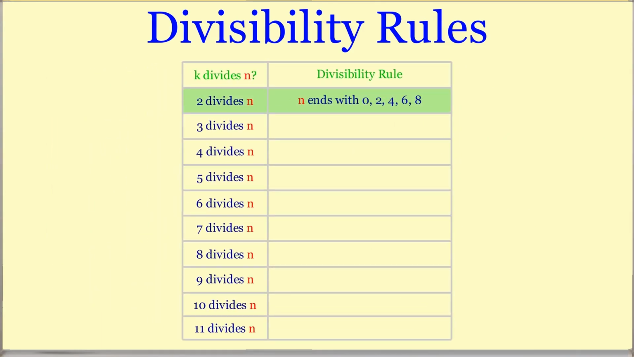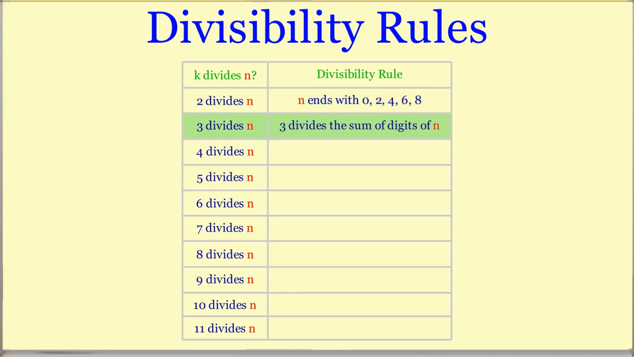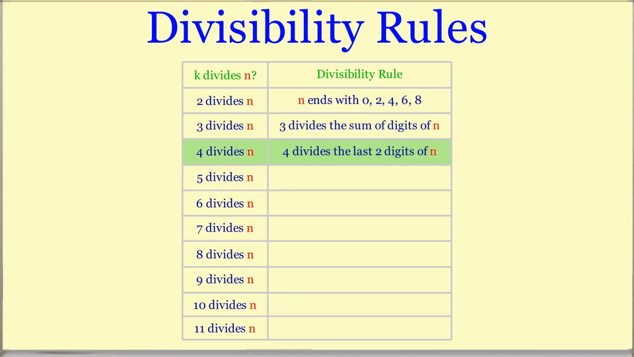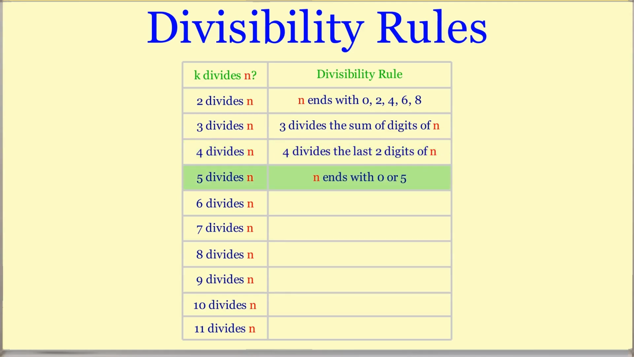For 2, the number must end in 0, 2, 4, 6, or 8. For 3, you add up all the digits. If that sum is divisible by 3, the whole massive number is too. For 4, look at the last 2 digits. If they form a number divisible by 4, you are golden. For 5, the number just has to end in a 5 or a 0.